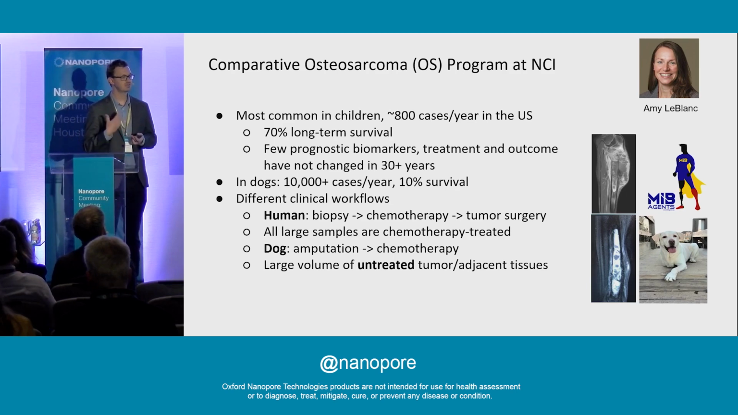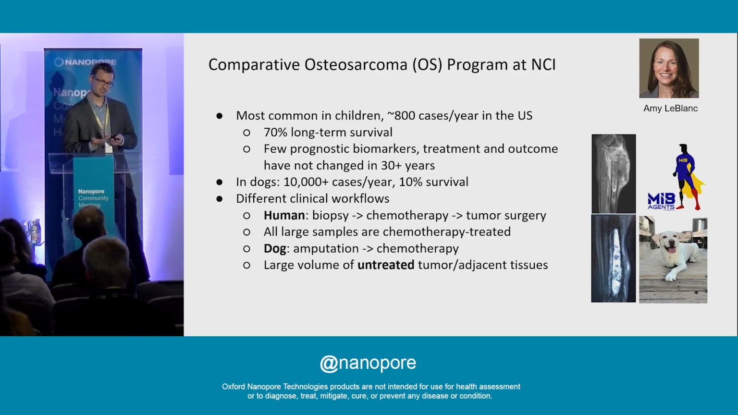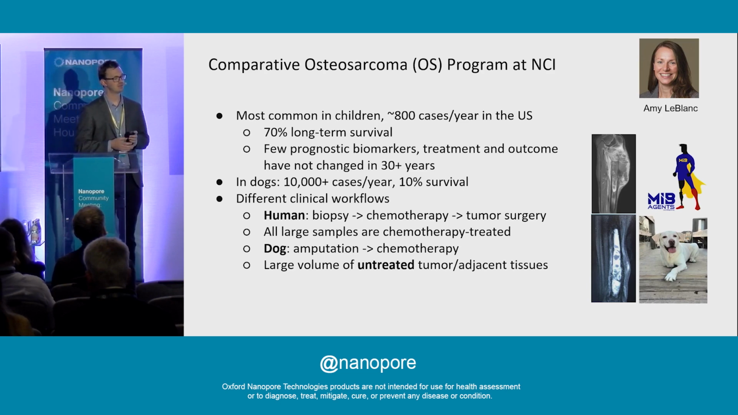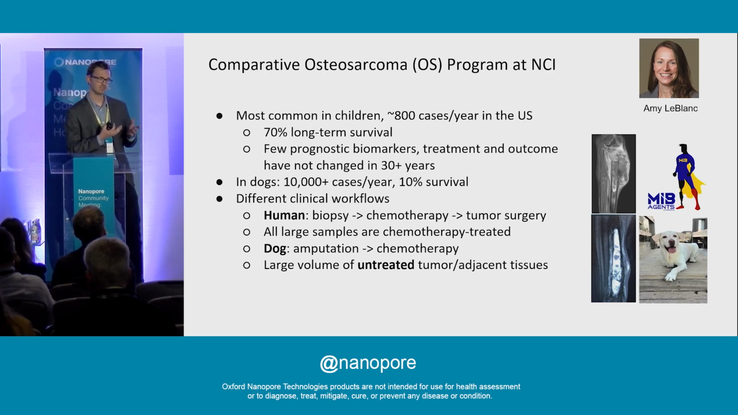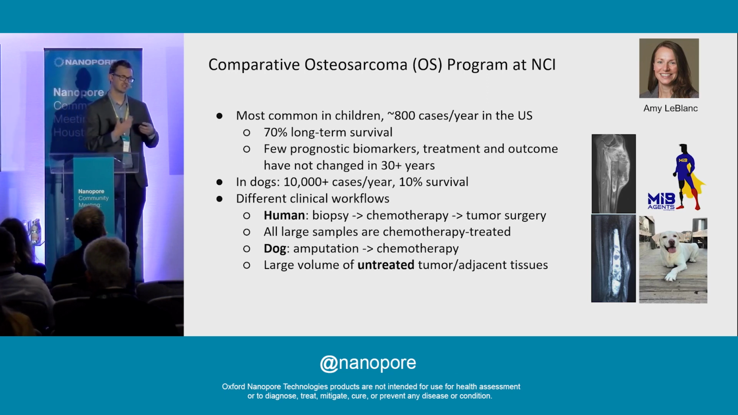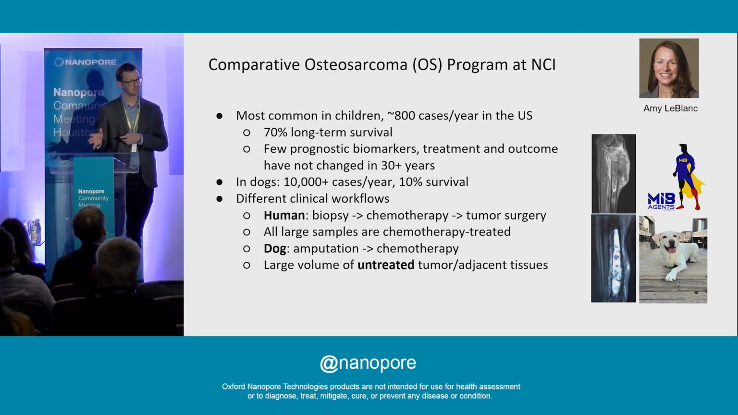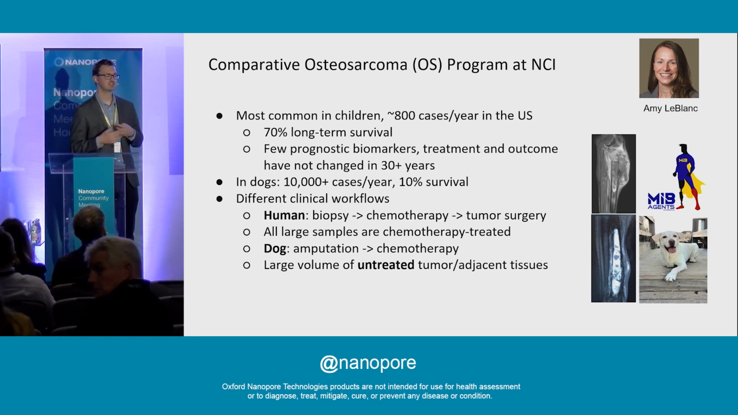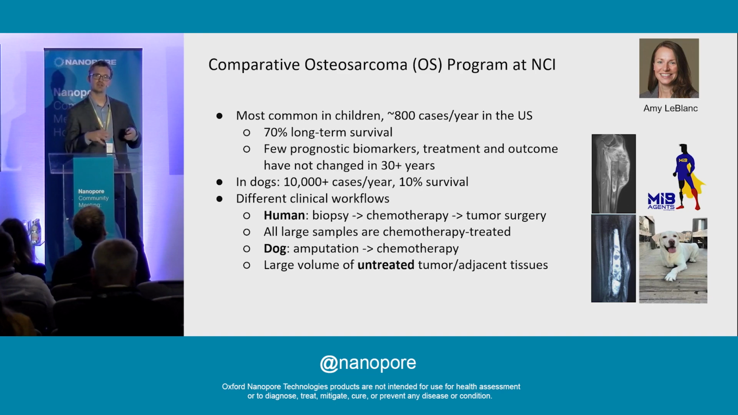In dogs, it is a much more common condition, unfortunately with lower survival rates. The clinical workflows are pretty different though. In humans, it starts with biopsy for the diagnosis, then chemotherapy, then surgery. All the large samples that are available would be chemotherapy treated. In dogs, it starts with amputation followed by chemotherapy, so large volumes of untreated tumor are available, and we can use this as a resource to see how the tumor naturally evolves and look into heterogeneity as well.